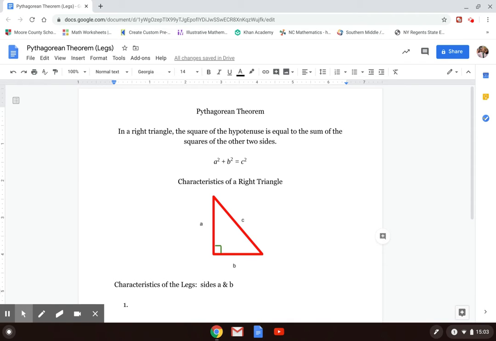Happy Thursday, everybody. Today we're going to continue learning about the Pythagorean theorem, and this time we're going to look at the legs of the right triangle. So far, we have just been looking at the hypotenuse.